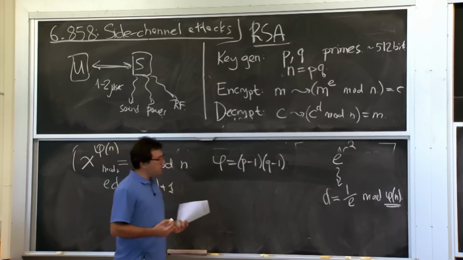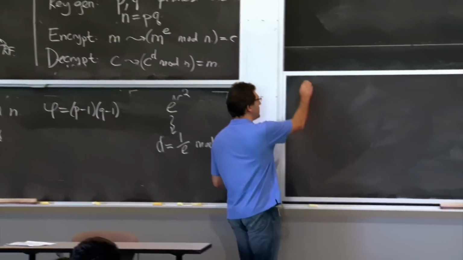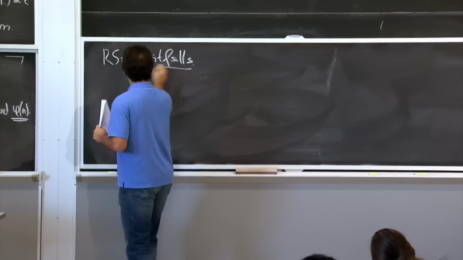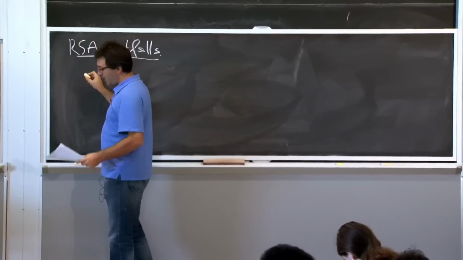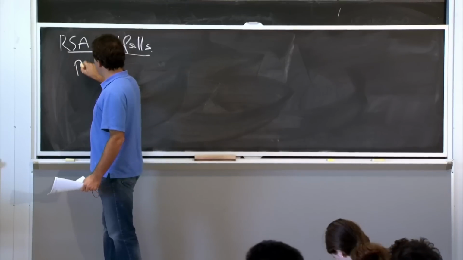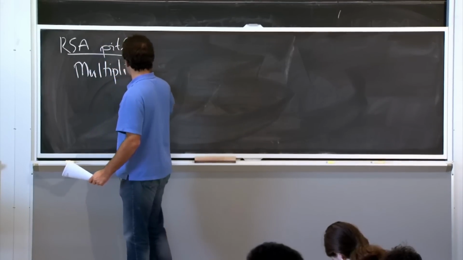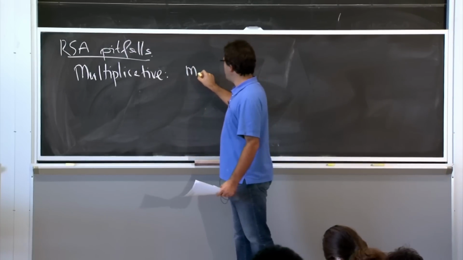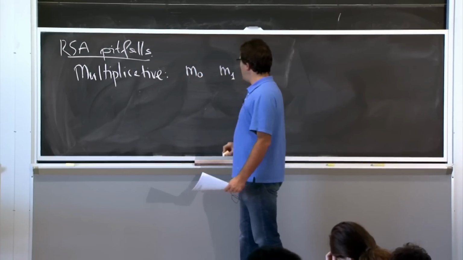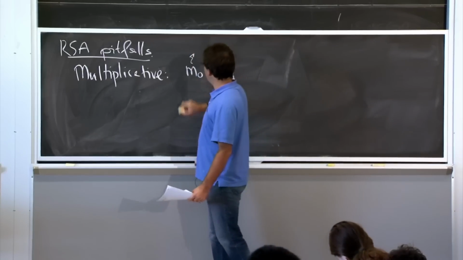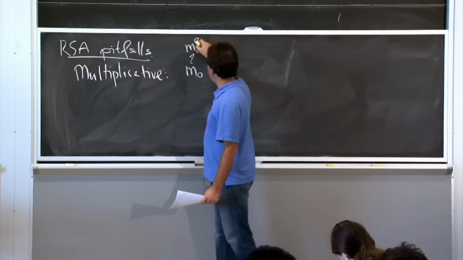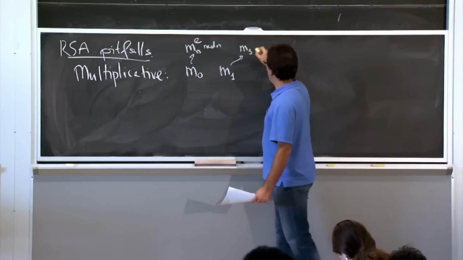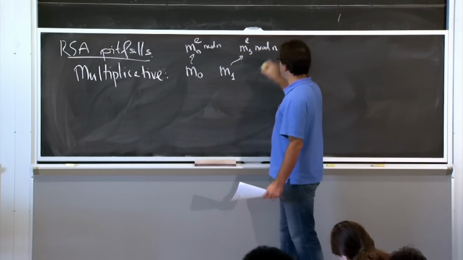All right. So the first thing I want to mention is various RSA pitfalls. One of them we're actually going to rely on in a little bit. So one property is that it's multiplicative. What I mean by this is that suppose we have two messages, M0 and M1, and suppose I encrypt these guys. I encrypt M0, I'm going to get M0 to the power E mod n. And if I encrypt M1, then I get M1 to the E mod n.